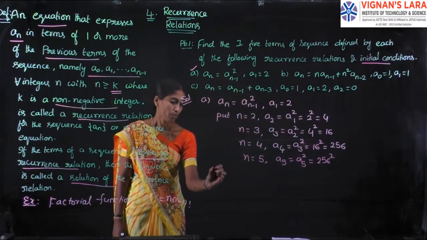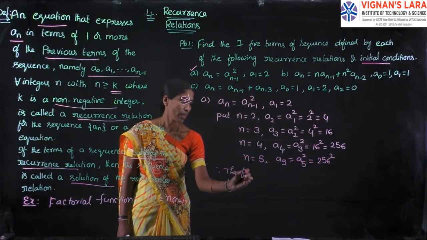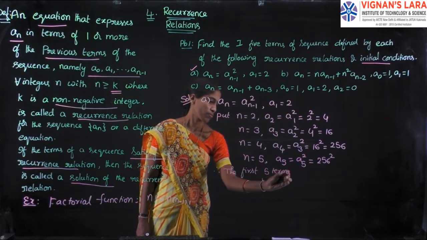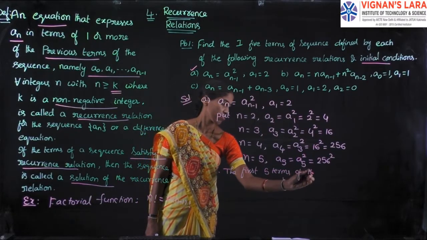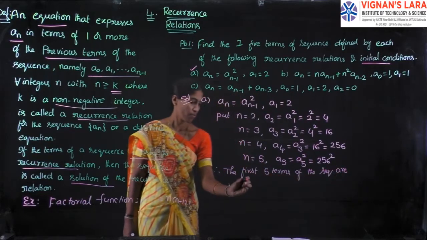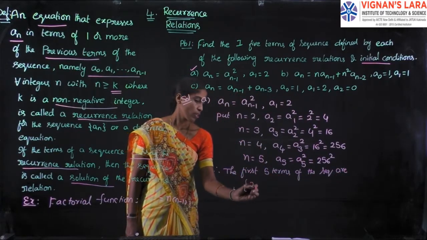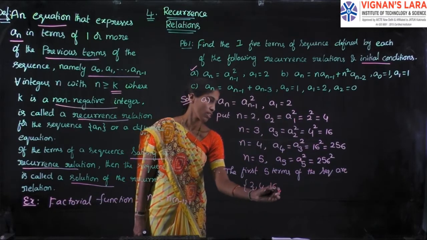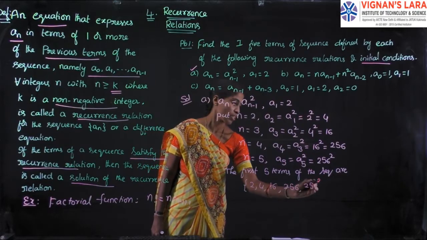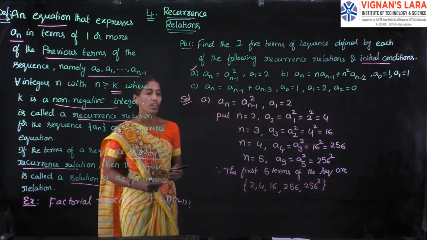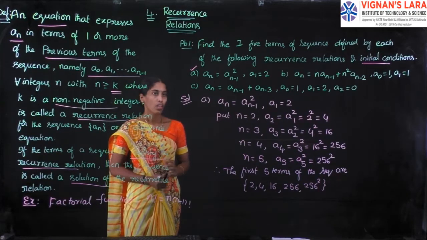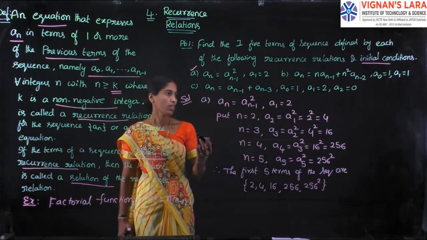So therefore, the first 5 terms of the sequence are 2, 4, 16, 256, and the next one is 256 square. Like that we calculate the terms of the sequence, right? Now you solve the second one.